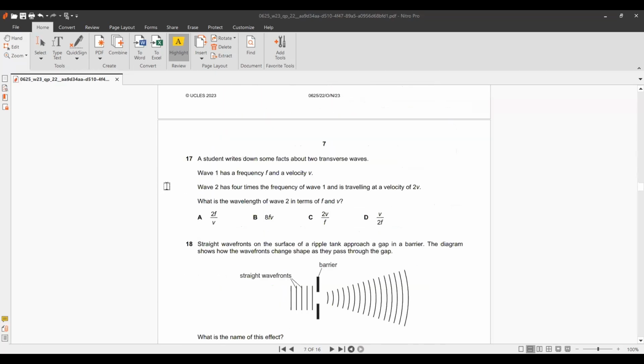Then a student writes down some facts about transverse wave. Wave 1 has a frequency f and a velocity v. Wave 2 has 4 times the frequency of wave 1 and is traveling at a speed of 2v. What is the wavelength of wave 2? What would be the wavelength?